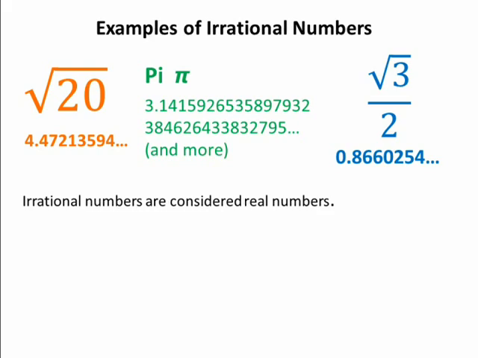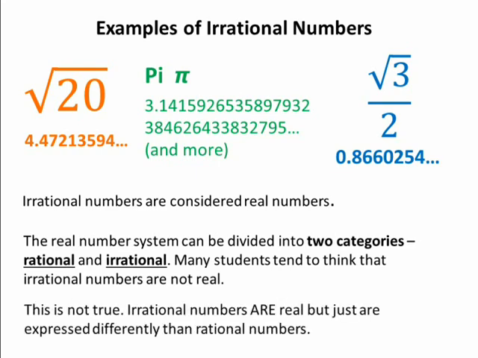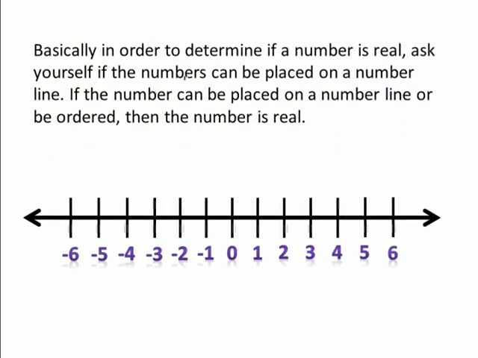Keep in mind, though, that irrational numbers are considered real numbers. The real number system can be divided into two categories, rational and irrational. Many students tend to think that irrational numbers are not real. This is not true. Irrational numbers are real, but they are just expressed differently than rational numbers. Basically, in order to determine if a number is real, ask yourself if the number can be placed on a number line. If the number can be placed on the number line or be ordered, then the number is real.